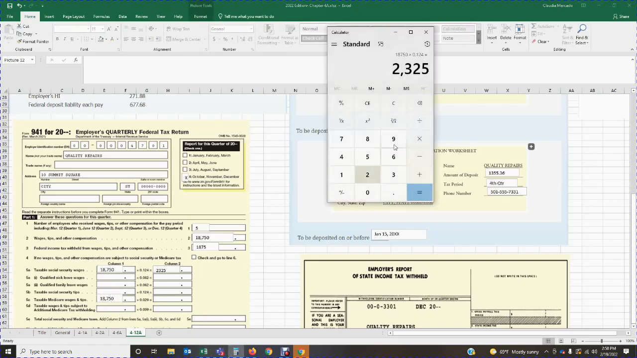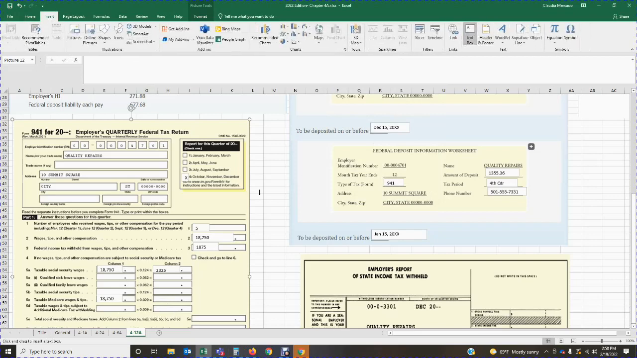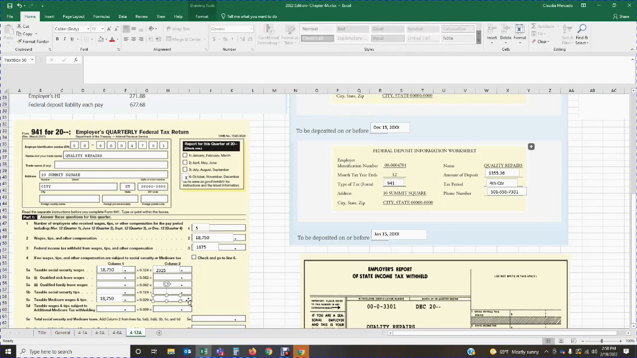We're going to multiply the $18,750 times the rate provided in the form, 0.029. That gives me $543.75. Taxable wages and tips subject to additional Medicare tax withholding, we don't have that.